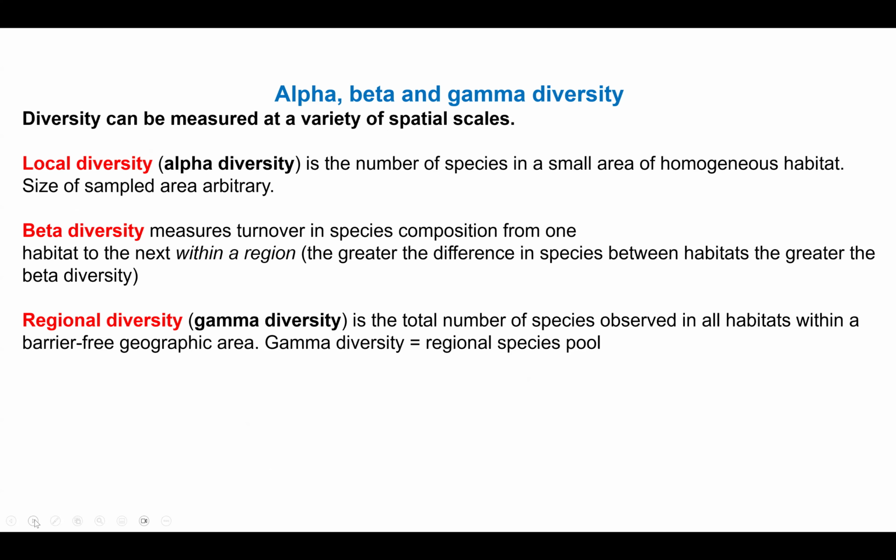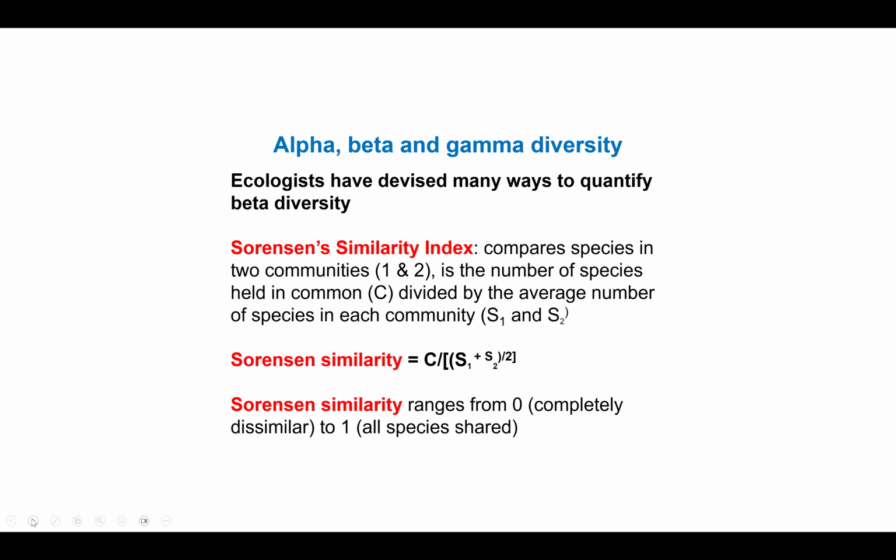And then regional diversity, or gamma diversity, is where you see the total number of species in all the habitats within this area that you've been looking at. So it's like a regional species pool. So you have 3 different kinds of diversity and 3 different similarity indexes to work with.